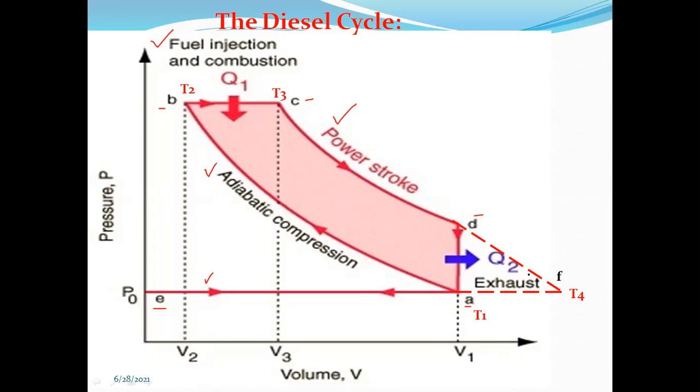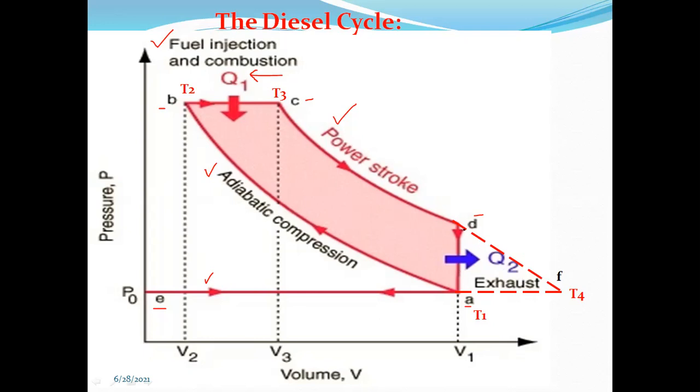And here Q2 is written in front of the blue arrow. And between B to C, Q1 is written and it is indicated by red arrow. There is a meaning. Red arrow means intake of heat. In case of blue arrow, Q2 means rejection of heat.